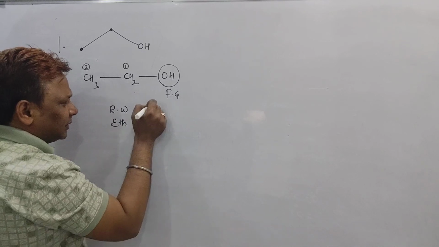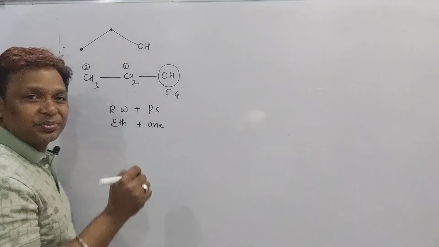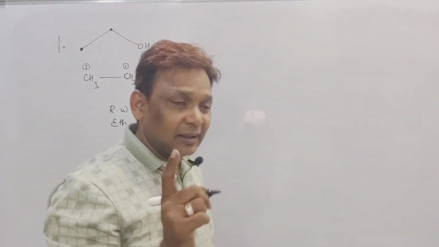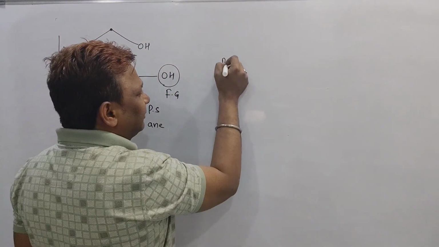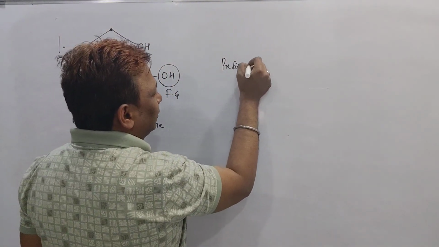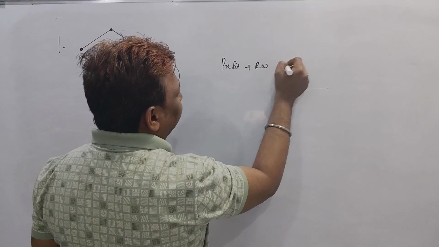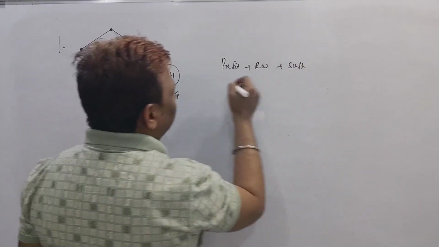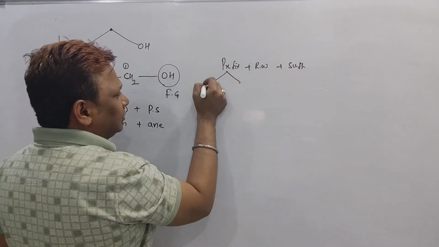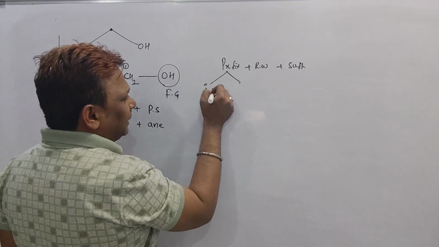What is this ANE, beta? It is a primary suffix. Is it clear? What we wrote, beta? Initially we wrote the prefix, then we wrote the root word, then we wrote the suffix. But the prefix is of two types. What is that? Primary prefix.